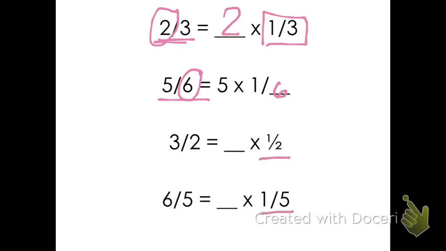My denominator piece would not change in the fraction part of my unit fraction. Reminder that all unit fractions have a 1 in the numerator because they're one piece of the whole. So this one, 3/2 would be 3 times 1/2. 6/5 would be 6 times 1/5.